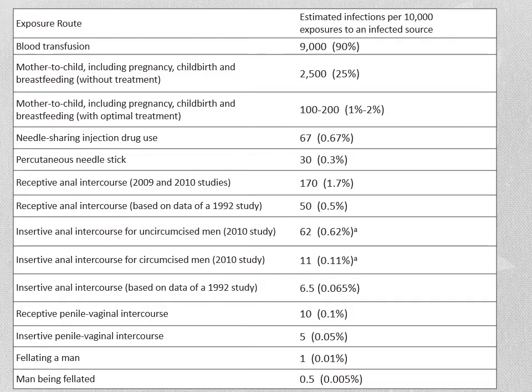So what we're looking at on this slide is a chart from the CDC of your exposure risk by route. On the left side we have exposure route, and then on the right side it tells us the estimated number of people that would get infected per every 10,000 of those types of exposures. So if you get a blood transfusion from someone who has HIV, you have a 90% chance of getting HIV. It lives in the immune cells, and the immune cells are circulating in your bloodstream. So that's a really high risk. Mother to child, including pregnancy, childbirth, and breastfeeding, very high, 25% risk of transmission.